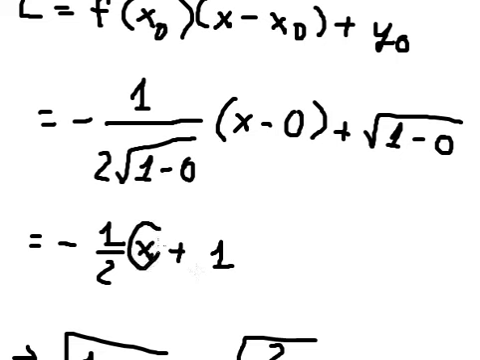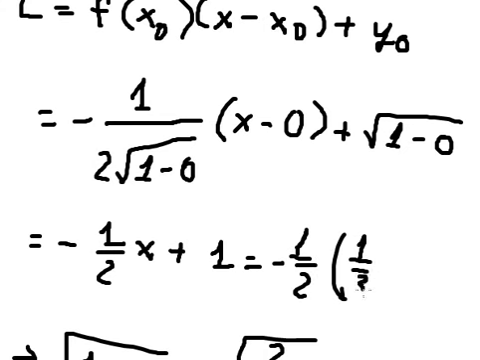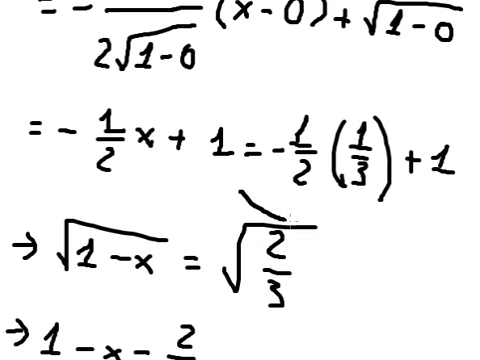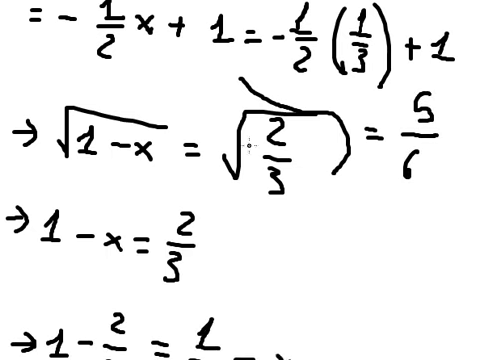And I will put this one in here. And we have 5 over 6. And we see that the square root of 2 over 3 and 5 over 6 are close together. This is the end. Thank you for watching.